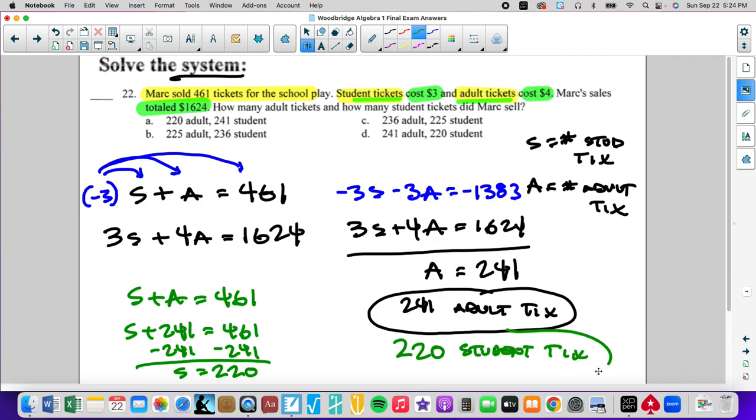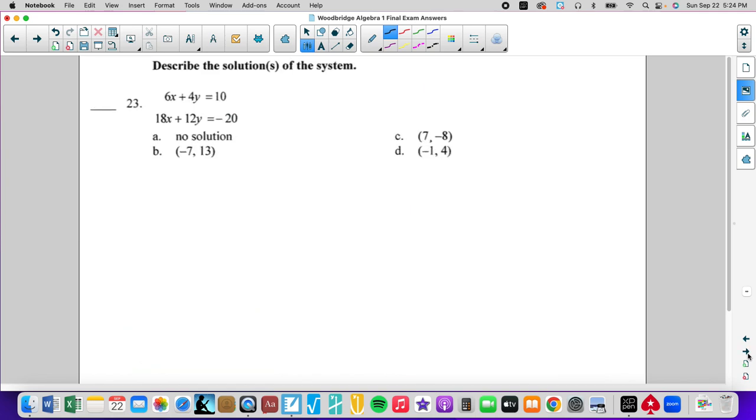So 220 student tickets. So which one? 220 adult? No, 241 adult. Oh, look at that. That's D. 241 adult, 220 student. Whoa, A is long gone. We will probably never see another A. It'll probably be B, C, or D for the remainder of this assessment.